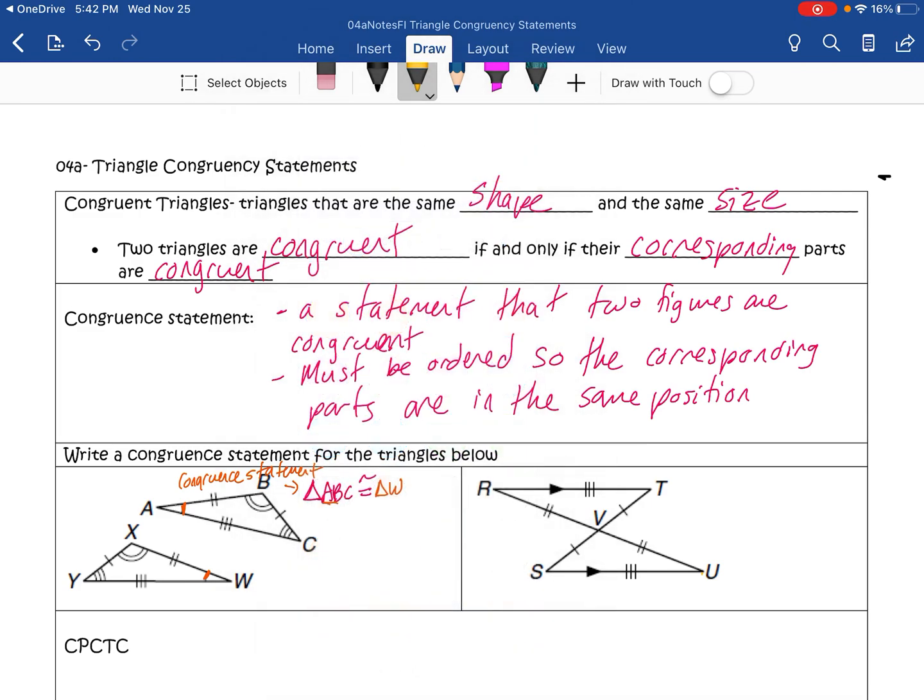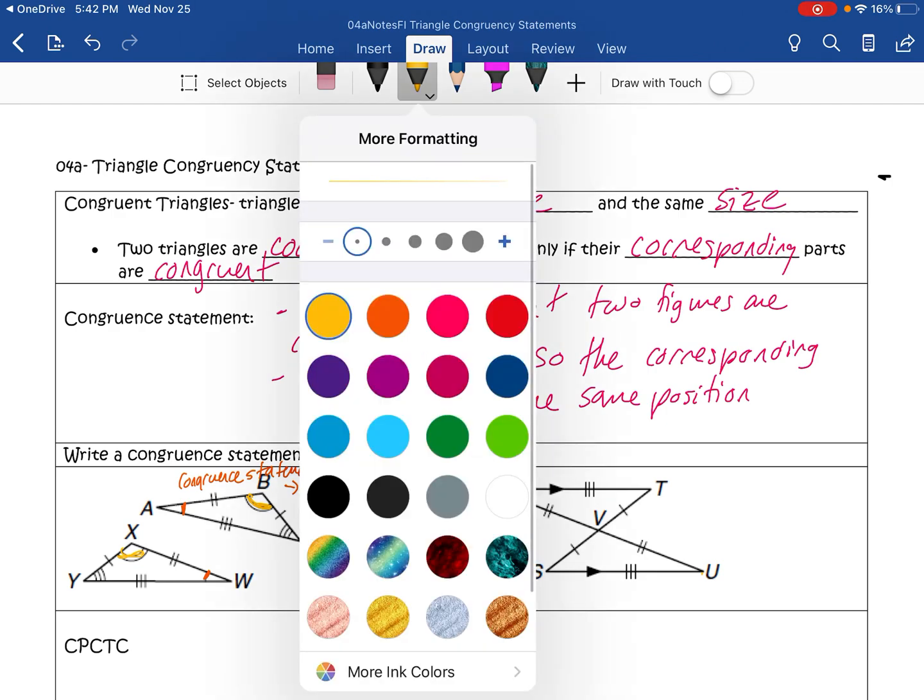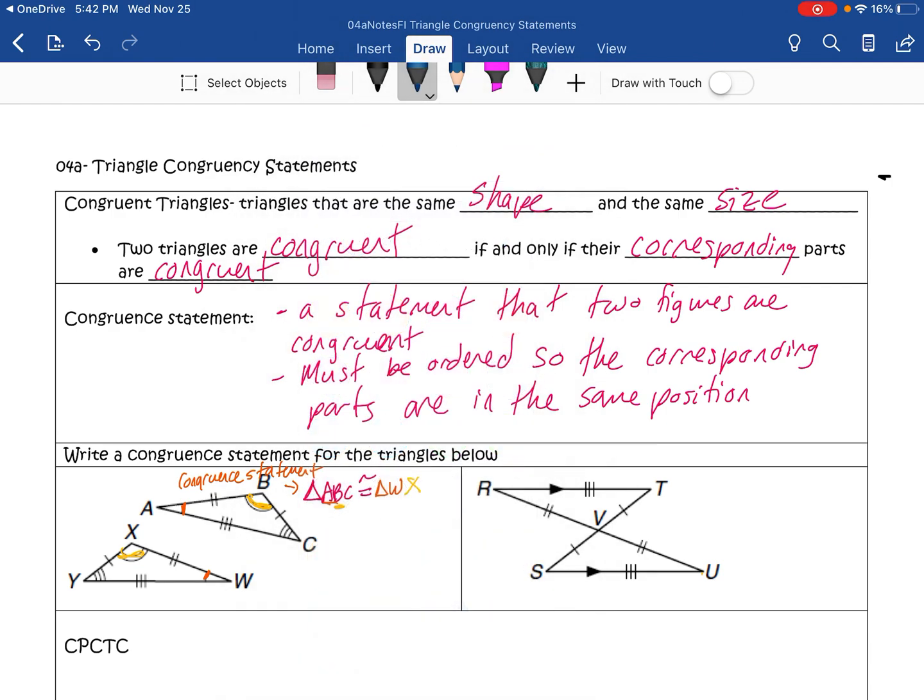I'd have to start with W. Then my next letter is B, so here is B, this is congruent to X, so I know my next letter would be X. And then we have C, my last letter is C here, and C was congruent to Y, so W, X, Y. It would have to be in that order.